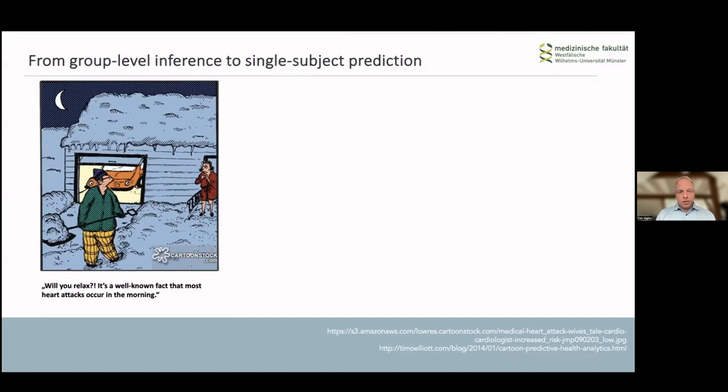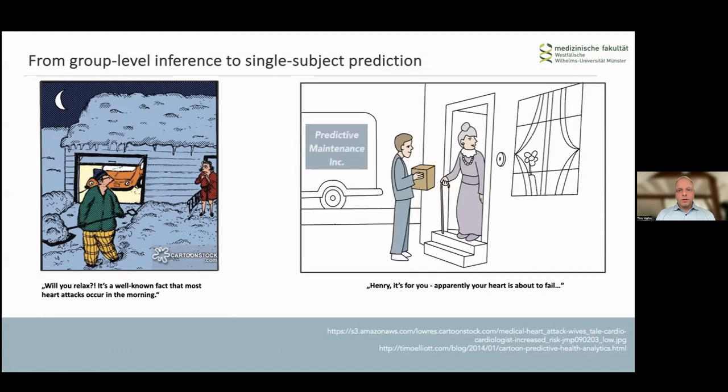And what we want to do is move from this to this picture where someone is ringing the doorbell, the wife comes out, and the person at the door says, Henry, it's for you. The wife says, Henry, it's for you. Apparently, your heart is about to fail. So we want to make a prediction about a single subject. And that sums up the first step of what we want to do with artificial intelligence in medicine.